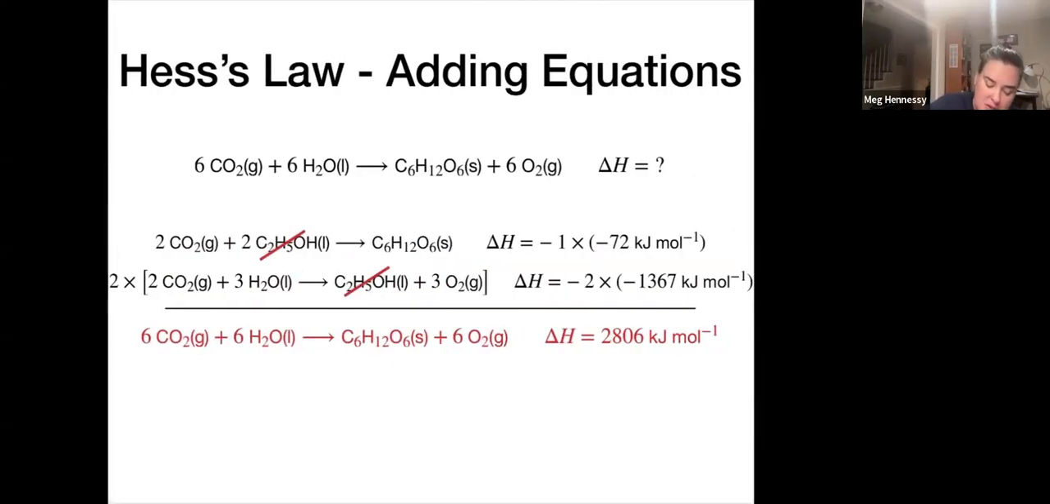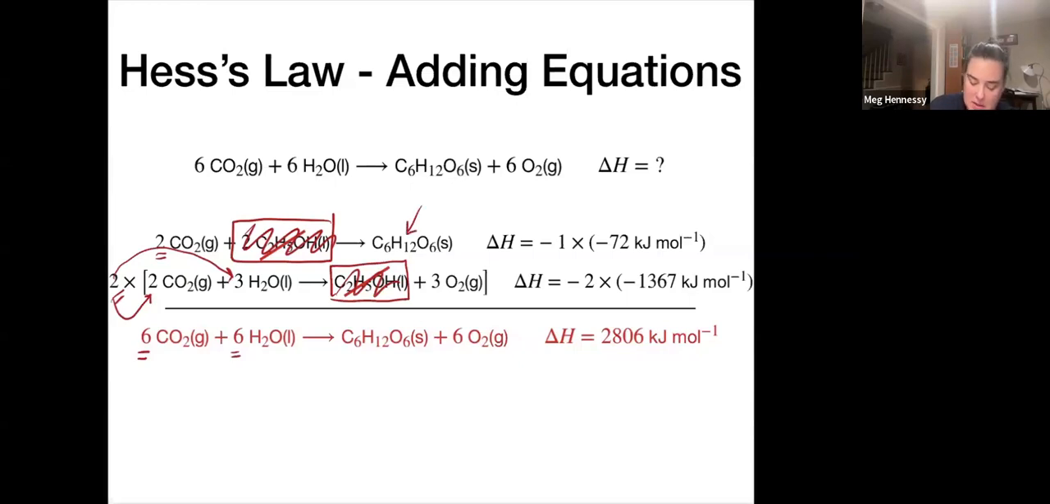So there you go. The 2 ethanols here cancel with the 2 ethanols here. I have 2 CO2s plus 2 times 2 more is 4. 2 and 4 is 6. So I have 6 total CO2s. I have 2 times 3 is 6 waters. I have my glucose, and I have 2 times 3 is 6 oxygens. So when I add these two equations together, I get the overall equation I was going for. And the delta H for my overall equation is just the sum of the delta H's of each of those steps. So we're using Hess's law.